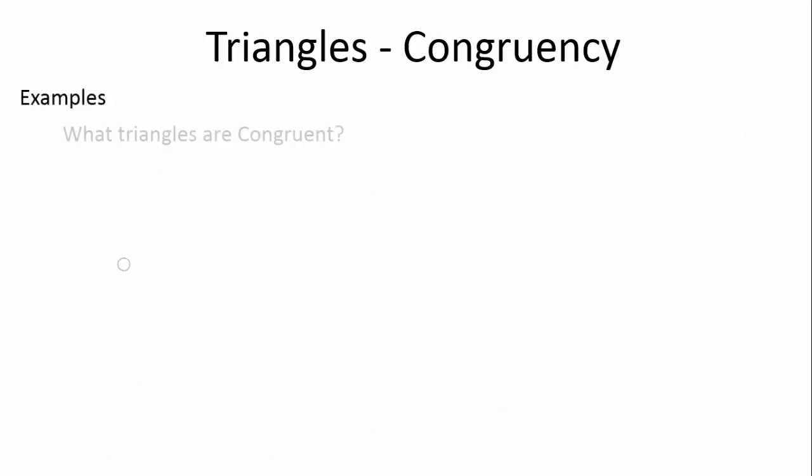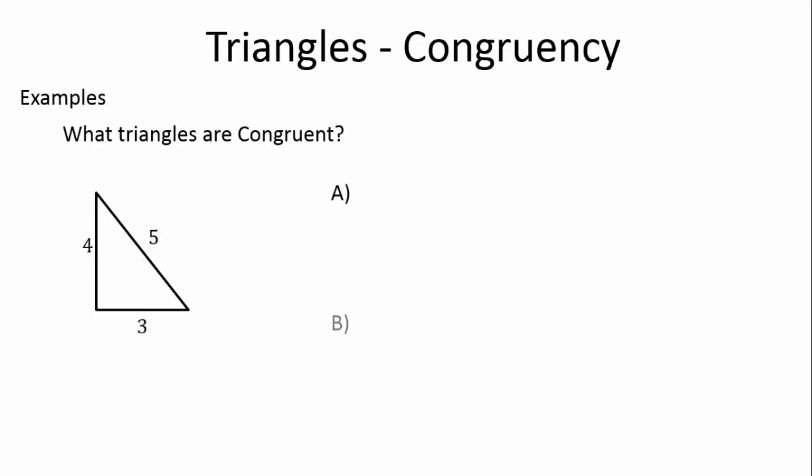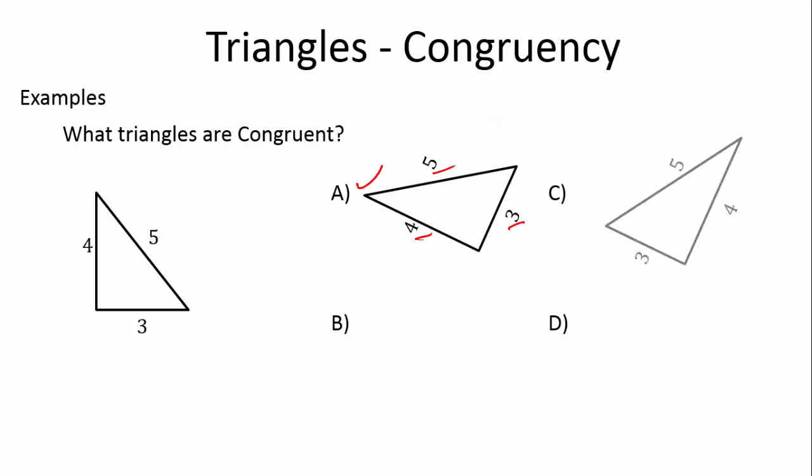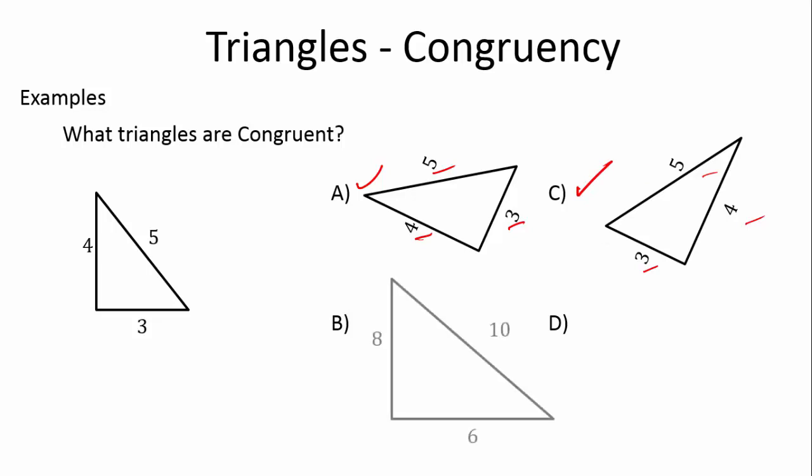Let's have a look at some examples. What triangles here are congruent? We have the 3, 4, 5 triangle, and we have A, B, C, and D. Right, is this triangle congruent? We have the same side, the same side, the same side. Yes, it is congruent. Easy to see, it's been rotated. Oh, what about this one? 3, 4, 5. It looks like it's in a different order, but it simply has been reflected. The sides are the same. Yes, it is congruent.